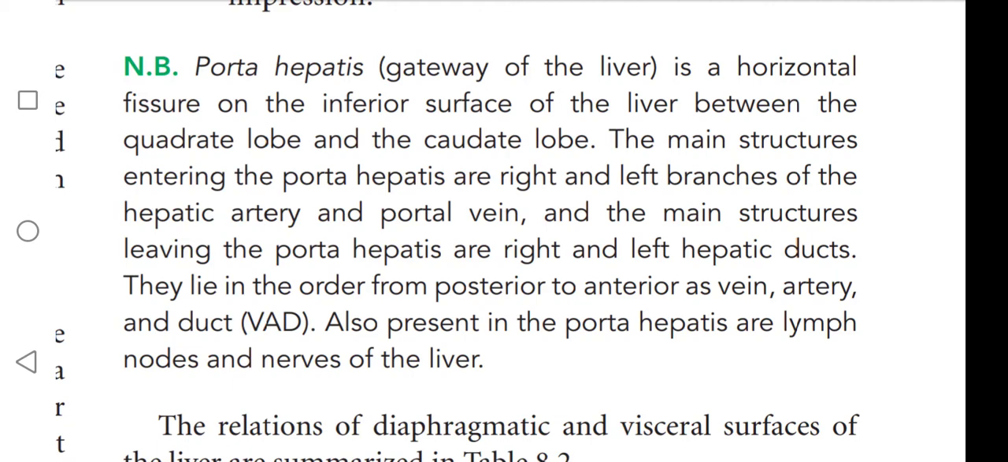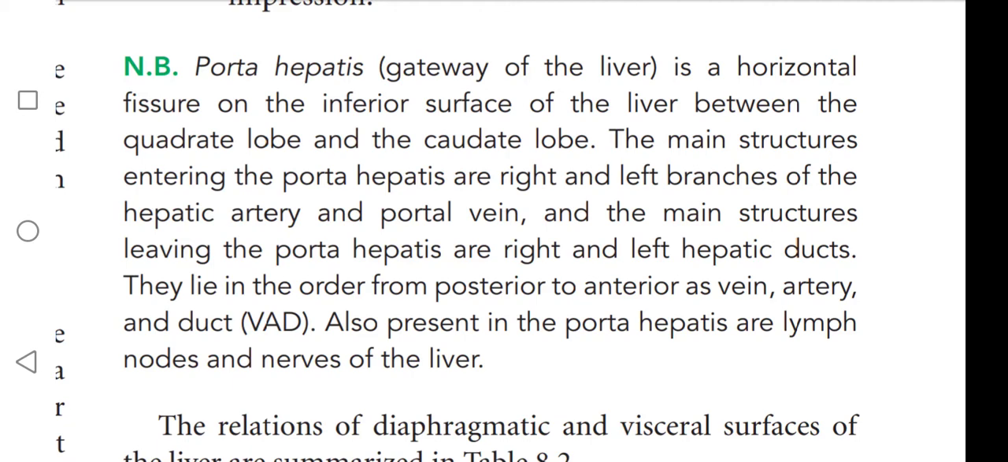They lie in the order from posterior to anterior as vein, artery and duct. Posterior to anterior, VAD. P means posterior, A means anterior, posterior to anterior, PAVAD: vein, artery, duct. Also present in the porta hepatis are lymph nodes and nerves of the liver.